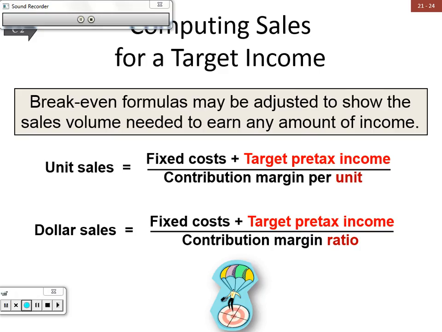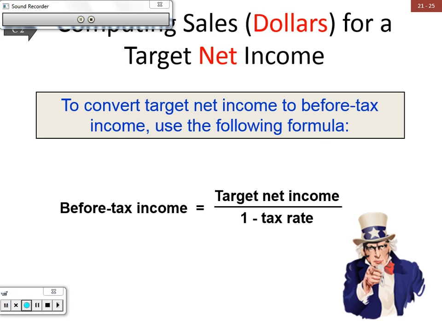Now, how do you find contribution margin per unit? I'm just making sure you know it. Contribution margin per unit is sales price per unit minus variable cost per unit. And contribution margin ratio is contribution margin per unit divided by sales price.